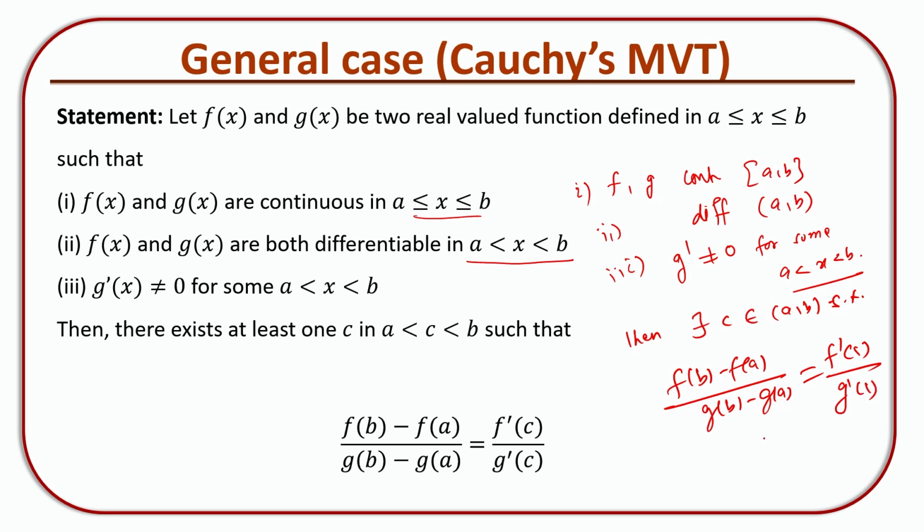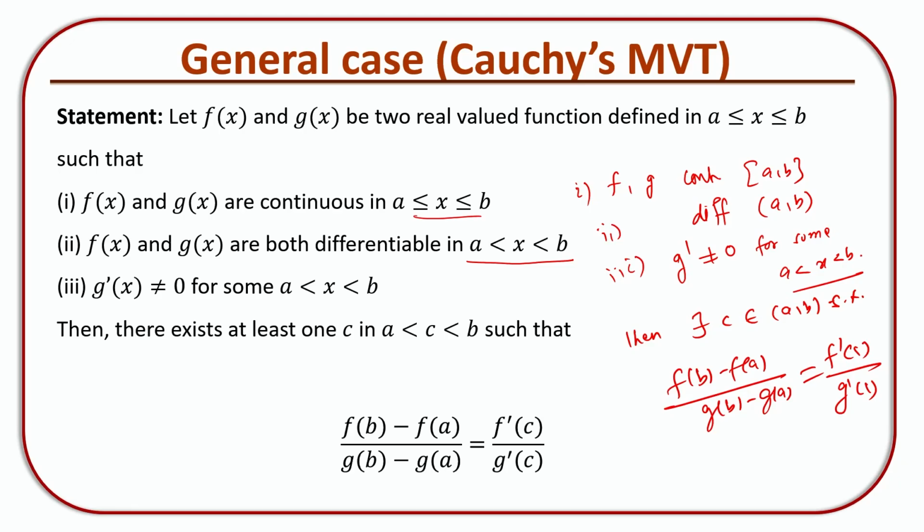So, now we are looking for the ratio of the slopes of the two functions at the same point c. c is the point, and we are evaluating the ratio of the slopes of those curves at that point, f dash of c and g dash of c. That ratio is nothing but the ratio of the differences of the end point values of f and g. So, (f(b) minus f(a)) divided by (g(b) minus g(a)) can be written as f dash of c divided by g dash of c.